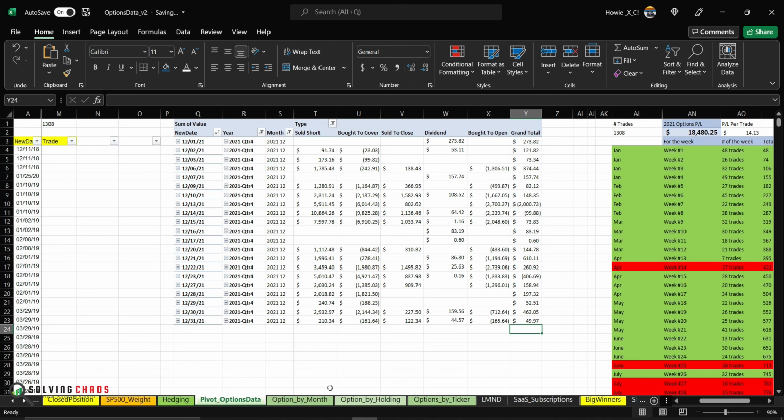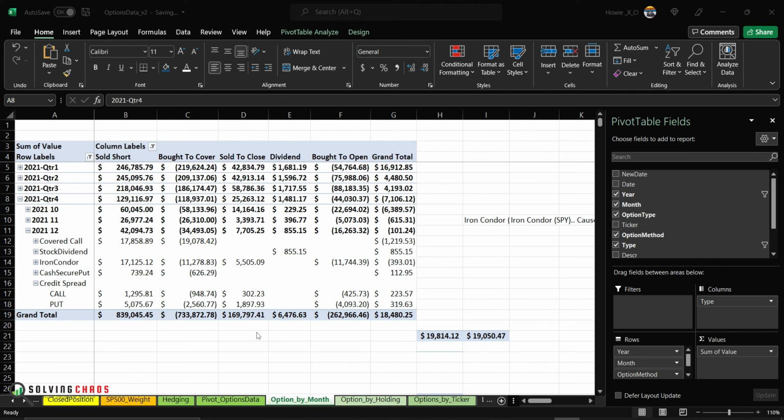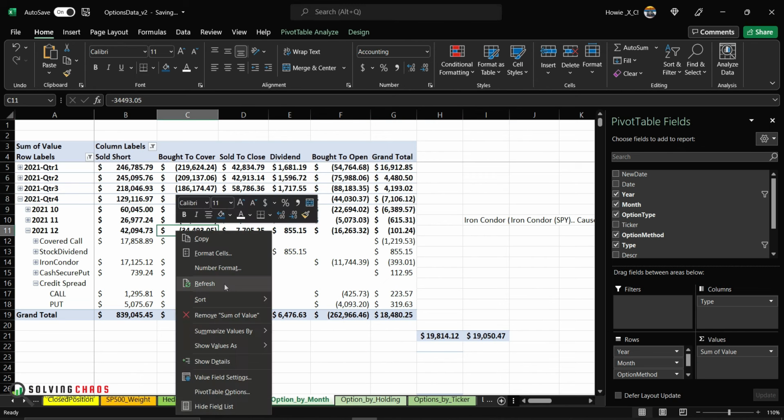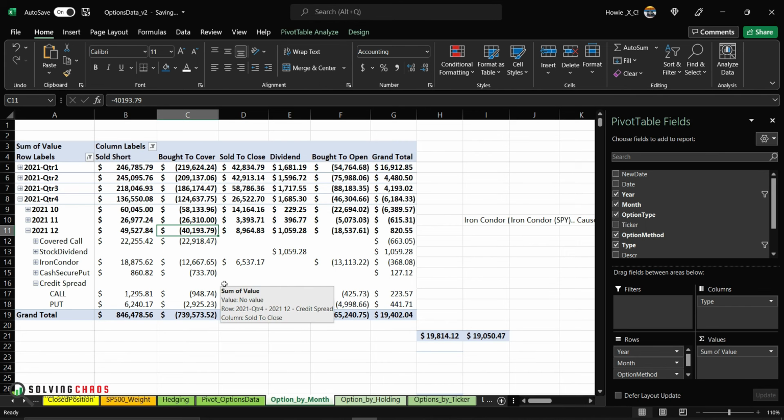Okay, so I'll review this. It looks okay, but I'm going to go to my second pivot. Now we're going to hit right mouse click, hit the refresh button. And there you go. So that's the updated numbers. I will double check this just to make sure everything looks fine. But it's showing that I did make a profit in December.